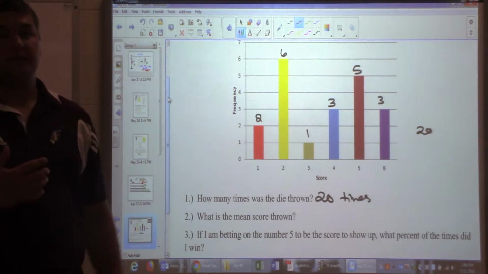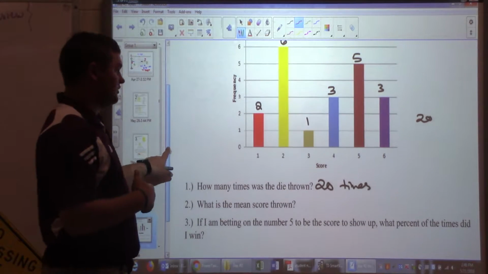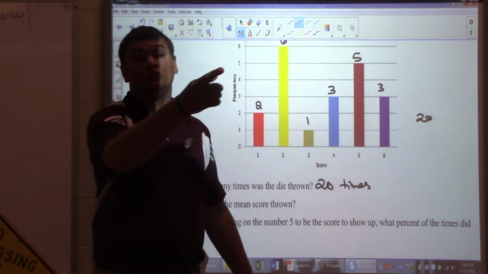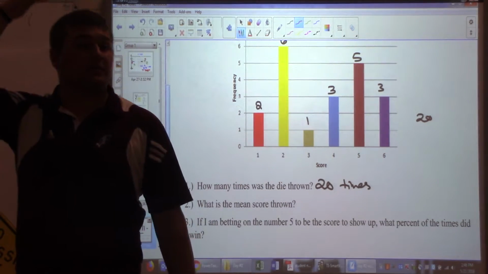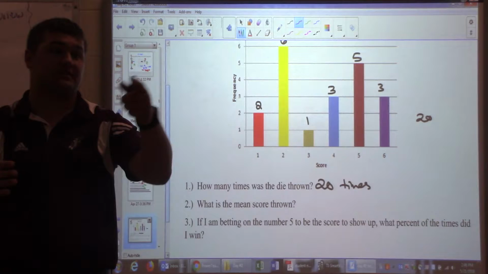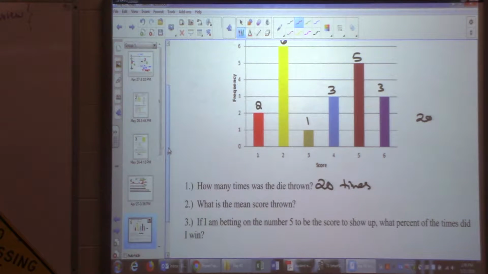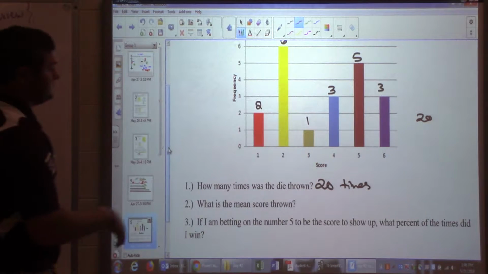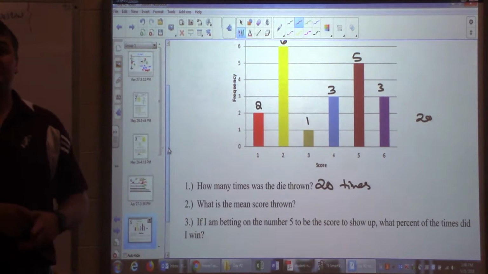Right? That's another way. You could put 1, 2, 3, 4, 5, 6 in list 1, put their frequencies in list 2, and use the frequency list. Boom, another way you can do it with your calculator. How else could you do it, Jared? Just do the frequency times the score and then add. Perfect. You could do the frequency times the score and add them up.